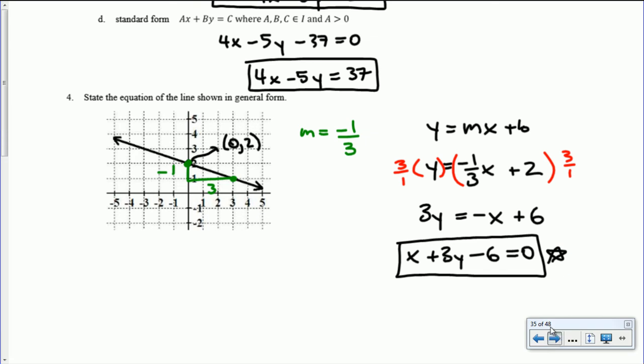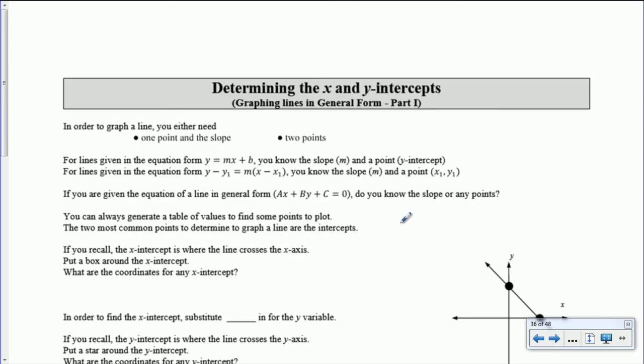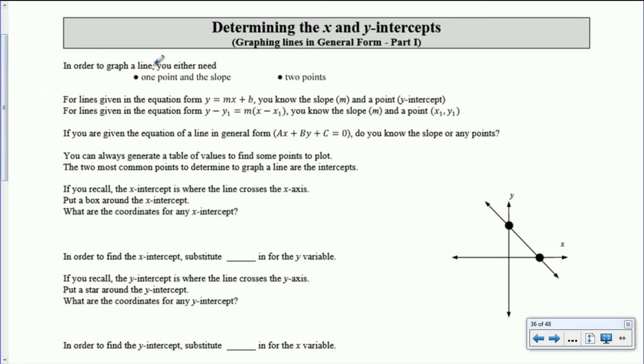Okay, moving on to the next page. Determining the x and y intercepts. So, in order to graph a line, you either need 1 point and the slope, or 2 points. So, for lines in the equation mx plus b, you know the slope and the y-intercept. Okay, and for lines given in the equation of slope point form, you know the slope and a random point, not a special point like the y-intercept, just any old point.